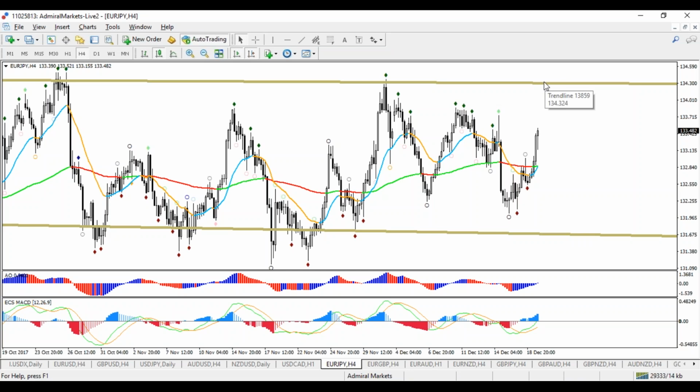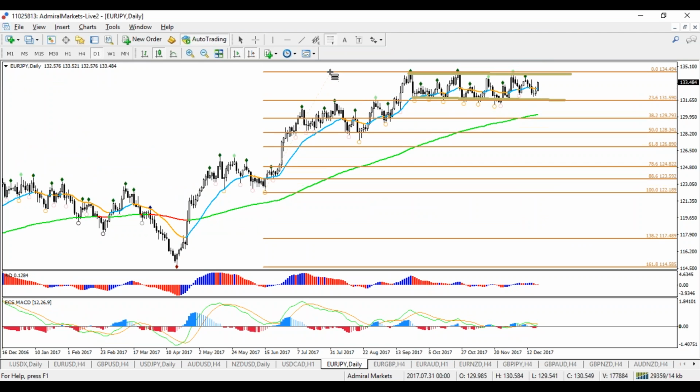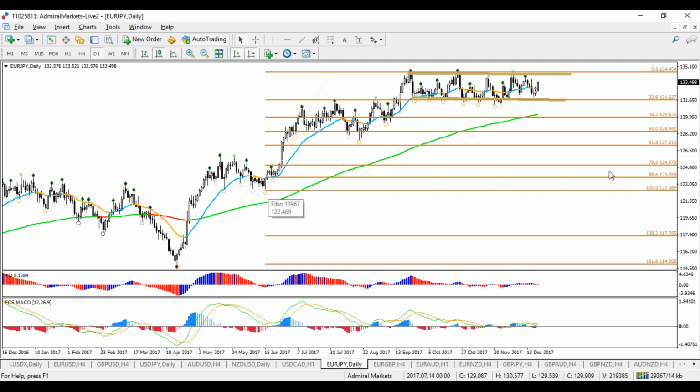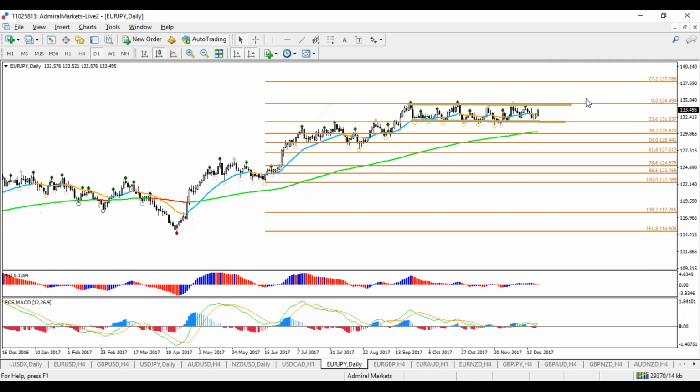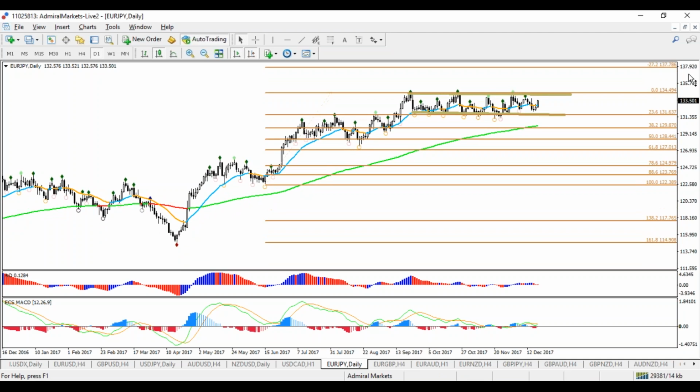Eventually, I think the euro yen, because of the continuation pattern that we see on the daily chart, will break to the upside, in my view. And I think a good thing could be to maybe put a fib from here to here, 23.6 fib. And the target could be the minus 272 target upon the breakout there, and it could extend further, of course, potentially. But first things first.